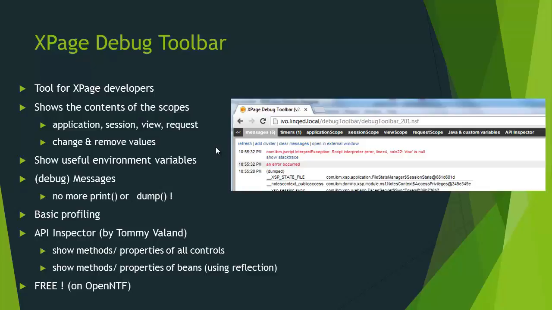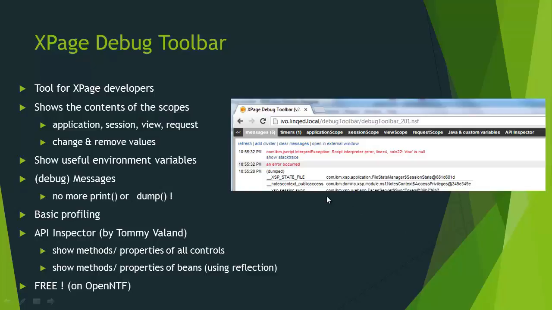It also gives you a list of useful environment variables, and probably the most useful feature of the toolbar is the messages area. In the screenshot on the right of this slide, you can see the messages area, and that allows you to print all kinds of information which you would normally print to probably the server console to the toolbar. And the biggest advantage of that is that you have that information available to you right where you want it. That's on the same page as you are currently developing.